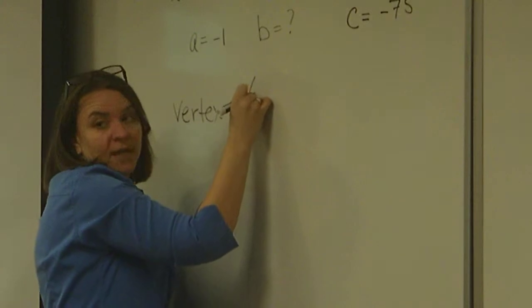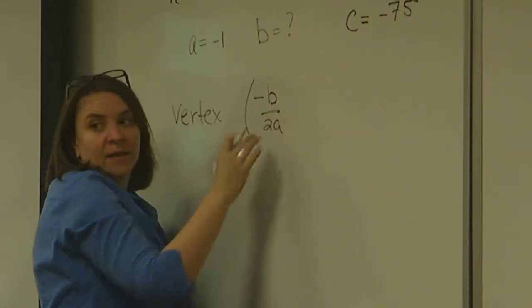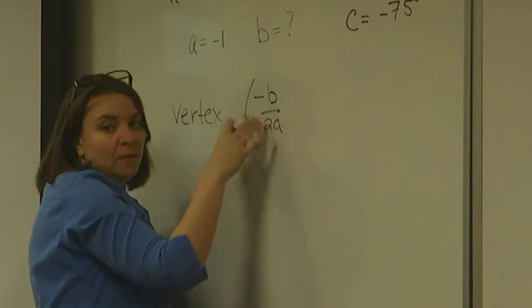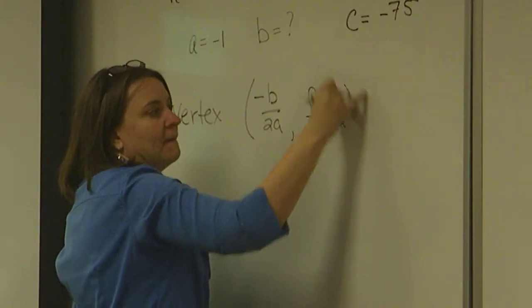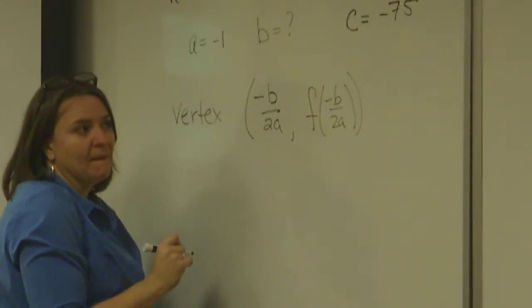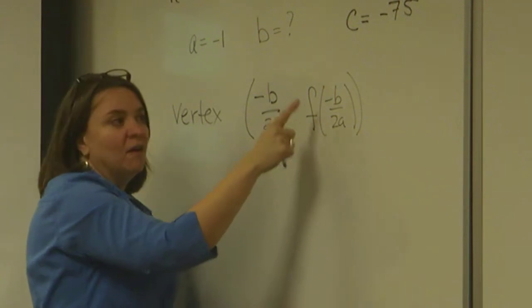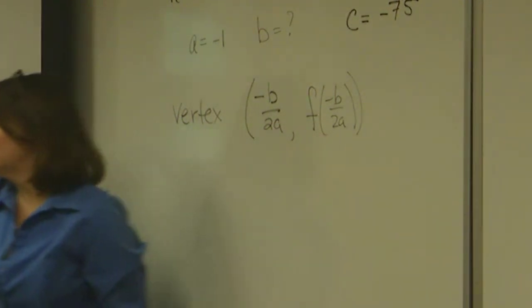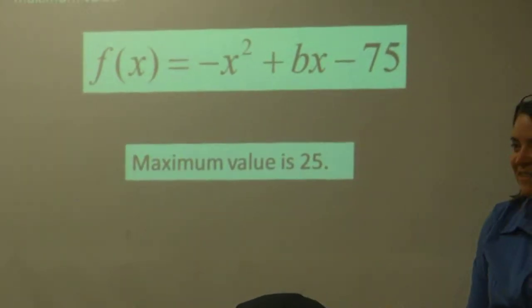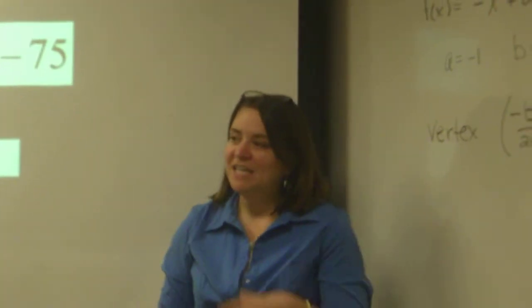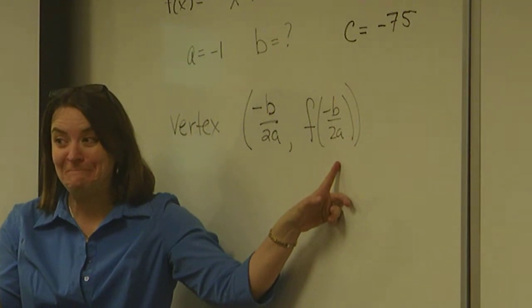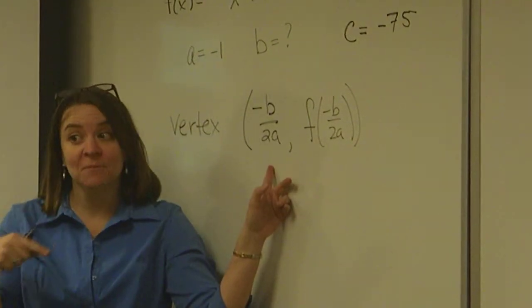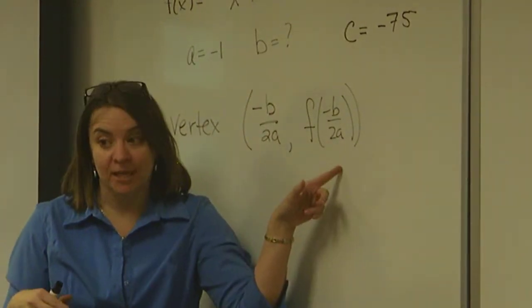Once we know B, we'll take the opposite of B over twice A, and that's our x value. We'll get a number there, and whatever that number is, we'll plug it back in. And we want f of -b over 2a to be exactly 25. Keyword maximum. The maximum output occurs at the vertex. To get the x value, we take the opposite of b over twice a. To get the output, we plug it in.